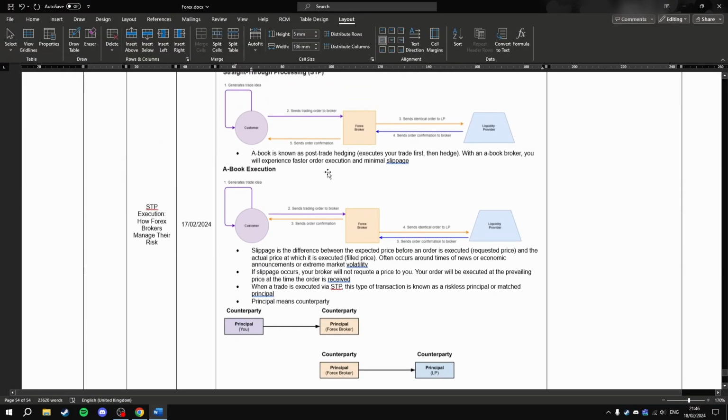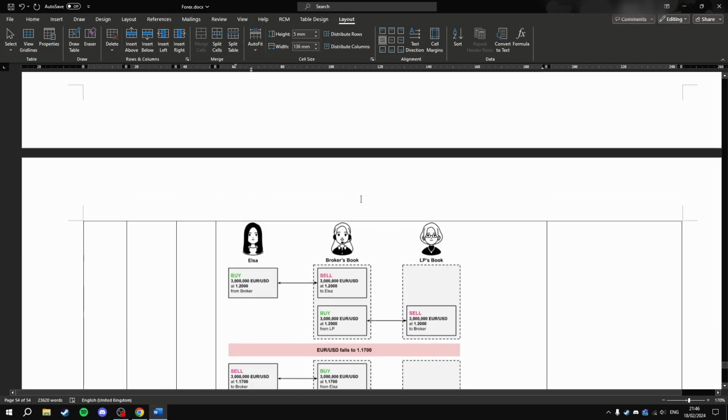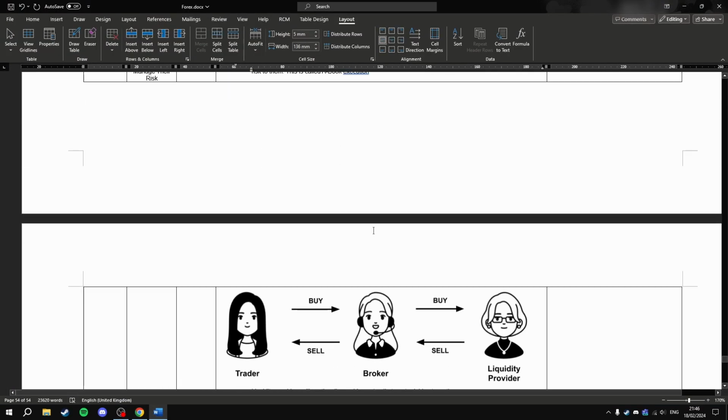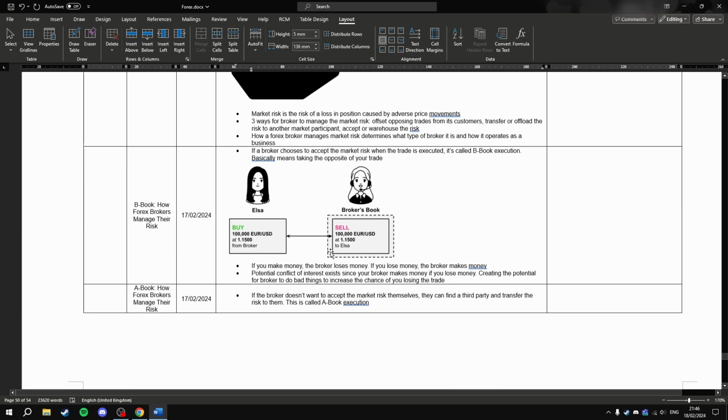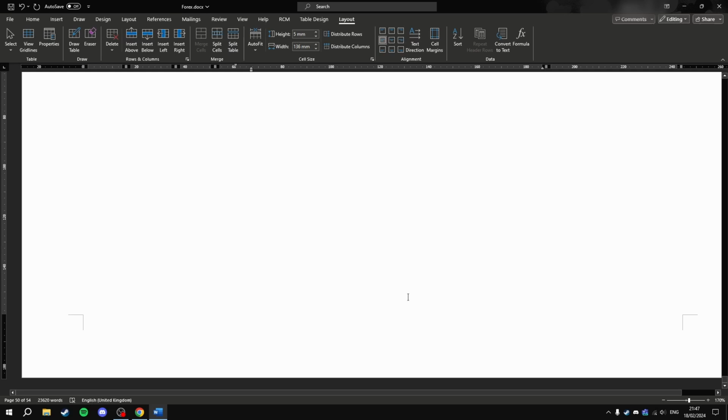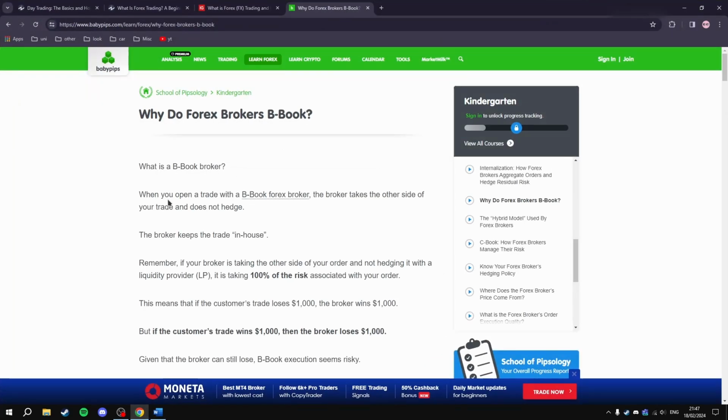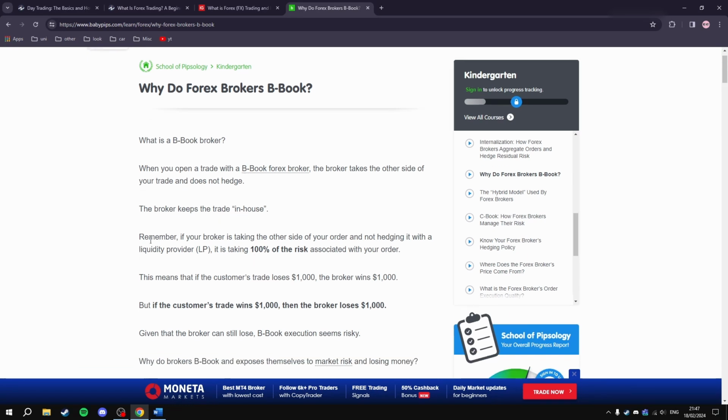Remember, the B-book broker is this. There's no third party liquidity provider, so you're only trading against the broker themselves. When you open a trade with a B-book Forex broker, the broker takes the other side of your trade and does not hedge. The broker keeps the trade in-house.